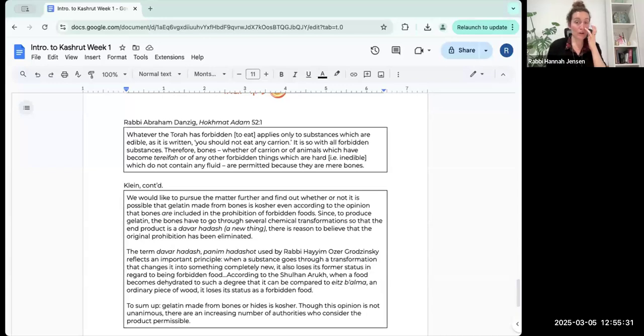Therefore, bones, whether of carrion or of animals which have become treifa, which is where the word treif comes from, just impure, unclean, or of any other forbidden things which are hard, meaning inedible, and don't contain any fluid, they're permitted because they're just bones. And bones are just bones. They're not a meat, they're not a skin product, they're not anything else, just bones. So here's our first insight into the direction of maybe it's actually fine.